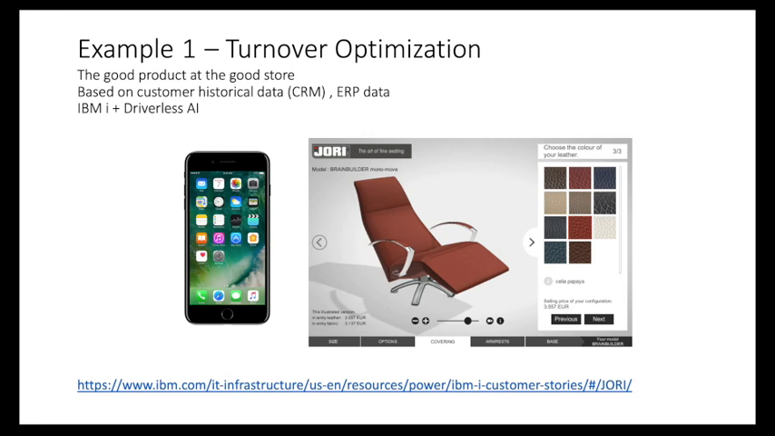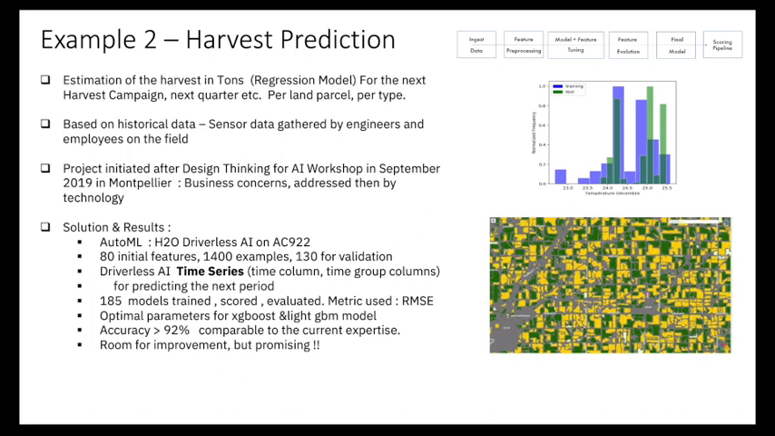So it's a way to personalize again the user experience based on the customer characteristics and historical data, based on the list of products you can manufacture. The CRM or ERP can be augmented with machine learning to optimize your supply chain. Another example, totally different, is about harvest prediction.